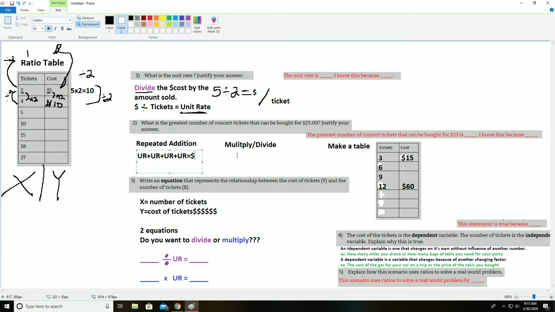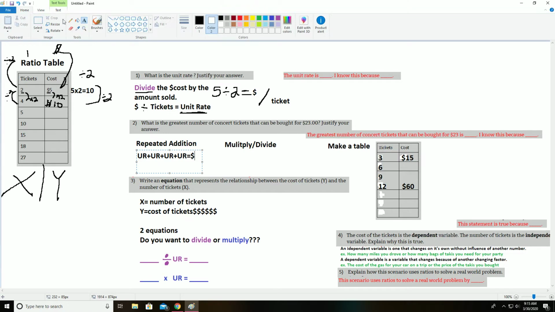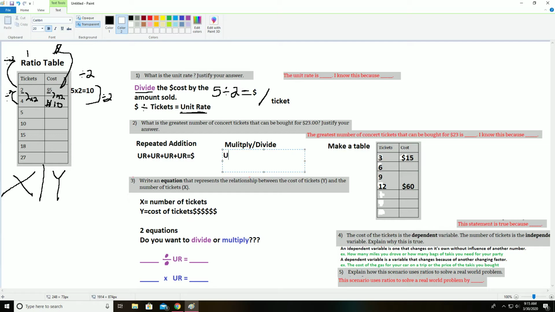Multiply and divide. If we want to multiply and divide, this is going to be easy. Take your unit rate, whatever you found above as your unit rate, and you can simply multiply that times however many tickets you think that you need, and that's going to give you the price. And then same thing if you want to divide.